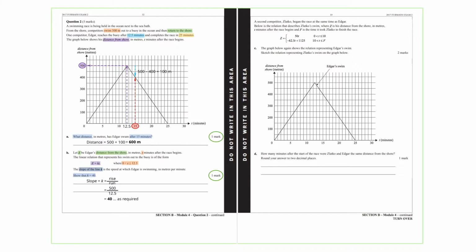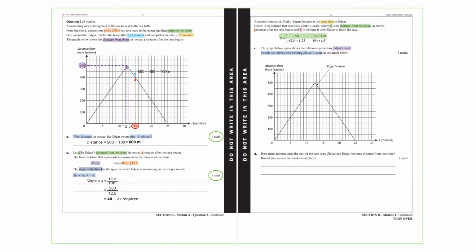A second competitor, Zlatko, began the race at the same time as Edgar. Below is the relation that describes Zlatko's swim, where Z is his distance from the shore in meters, t minutes after the race begins, and F is the time it took Zlatko to finish the race. Part C. The graph below again shows the relation representing Edgar's swim. Sketch the relation representing Zlatko's swim on the graph below.